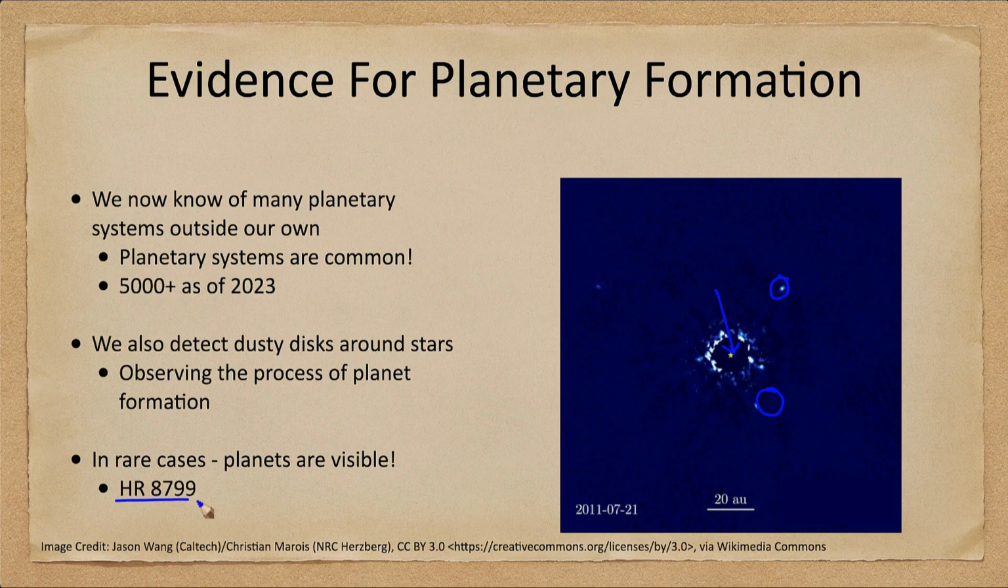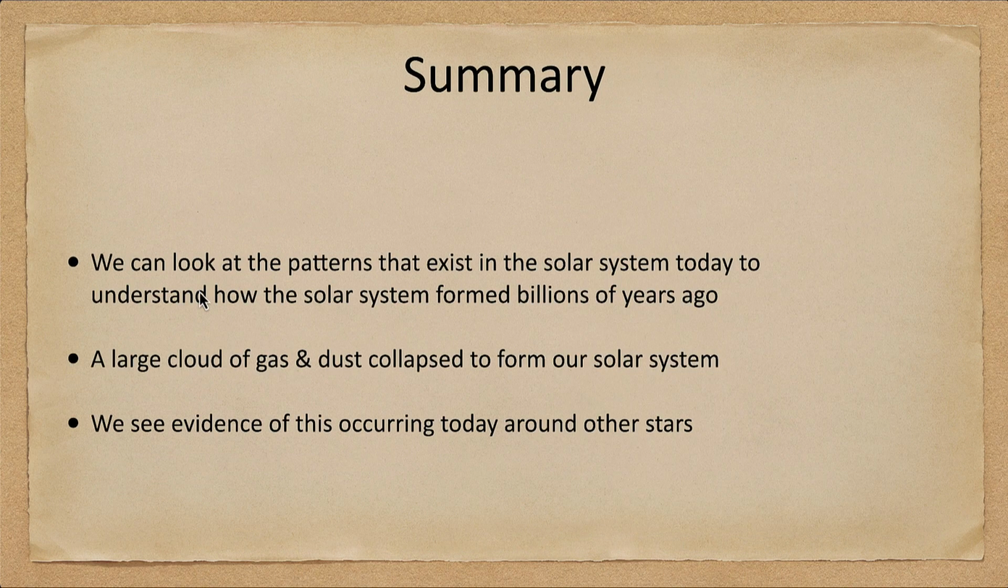This is the example of the star HR 8799. It is one case where we can actually view planets outside of our solar system. So let's go ahead and finish up with our summary. What we've looked at is the way we can understand patterns that exist in the solar system. We look for those patterns today, and they can help us understand how the solar system formed billions of years ago. We believe a large cloud of gas and dust collapsed and formed our solar system. And we can see evidence of similar things occurring today around other stars.